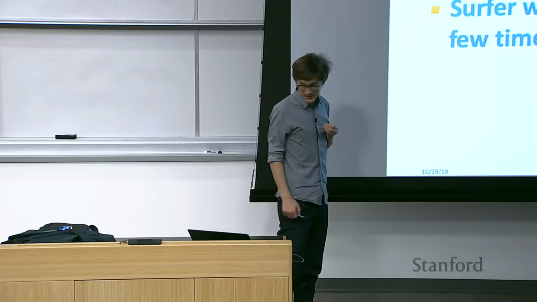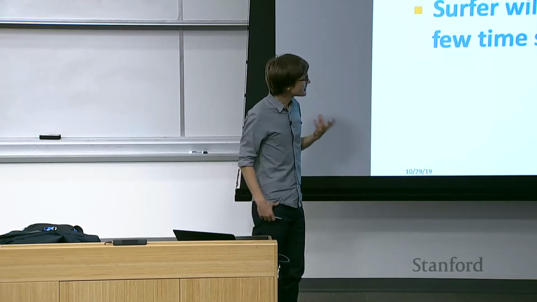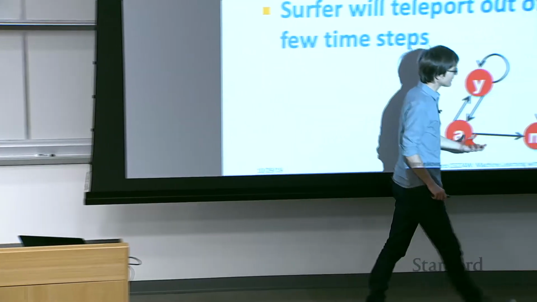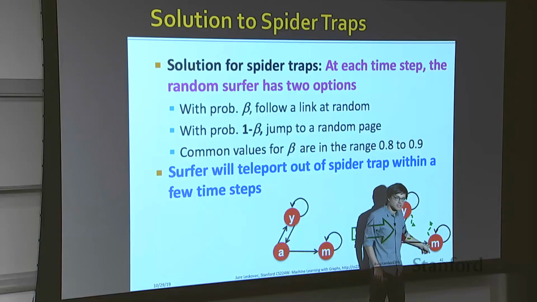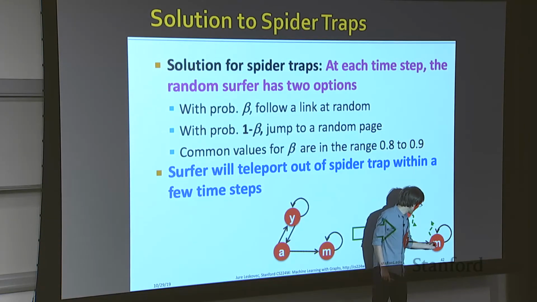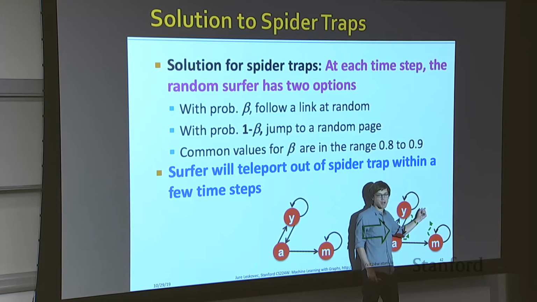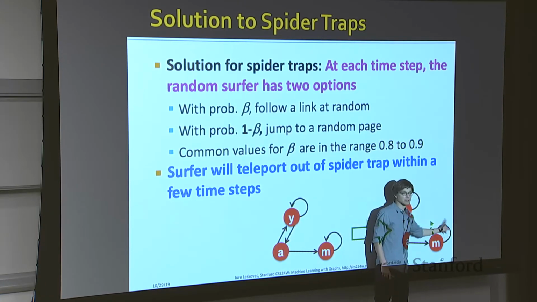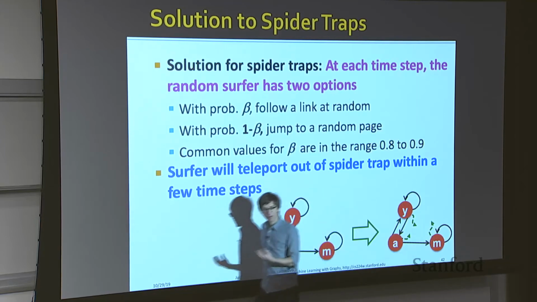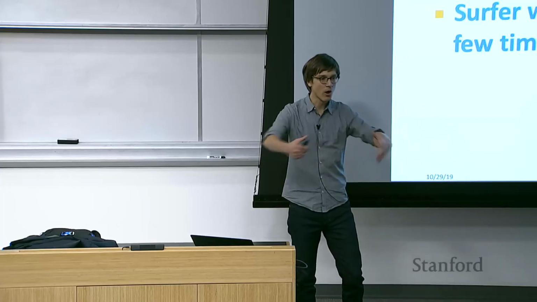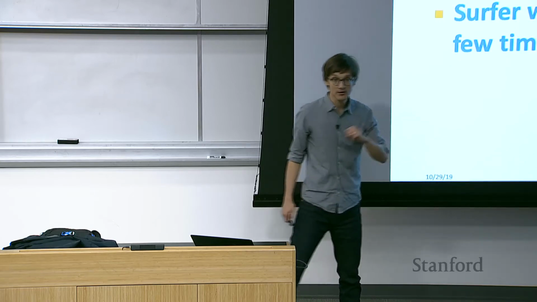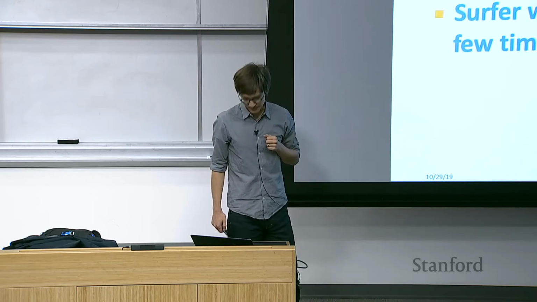So why does this help with spider traps? This is a solution for spider traps because M here is a spider trap. The random walker will be trapped a bit here, but sooner or later the random walker will decide to jump out and will basically be able to drop this cycle here. So that's why teleports solve the spider trap problem. You are no longer trapped in the trap because you can always teleport. So sooner or later the random walker will jump out.